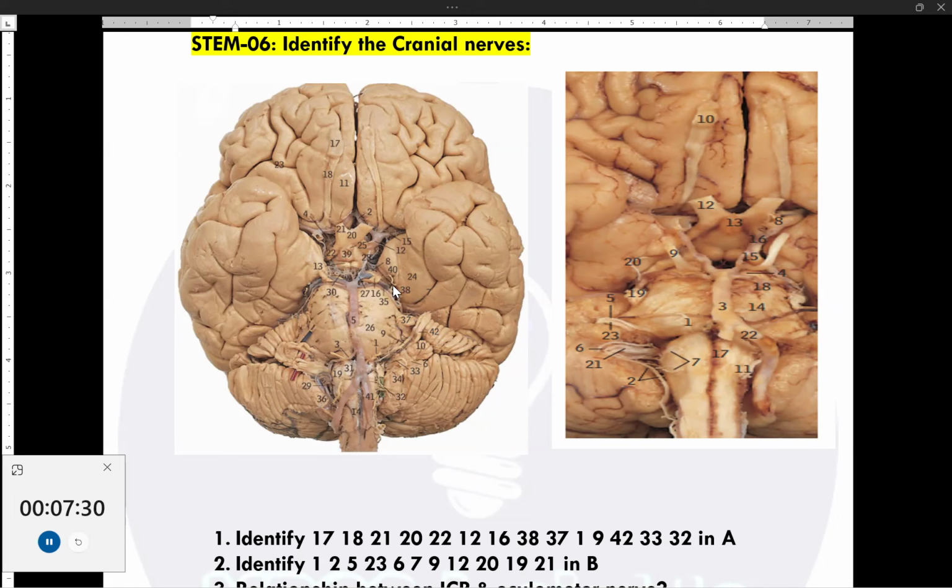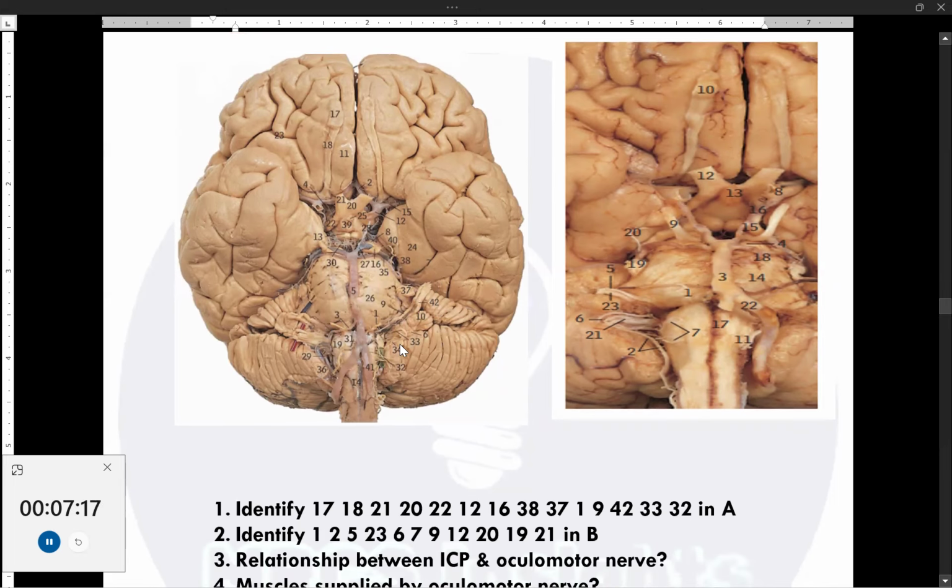This tiny nerve, 38. What nerve? Trochlear nerve. So after the oculomotor, there will be the trochlear nerve. Okay, so next is... I think that's all the important structures. Okay, so what is 33 here?